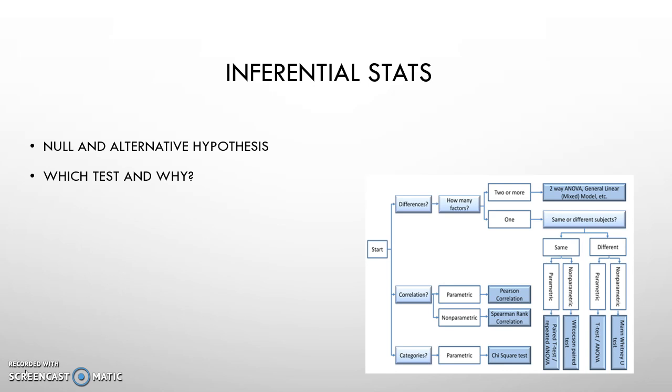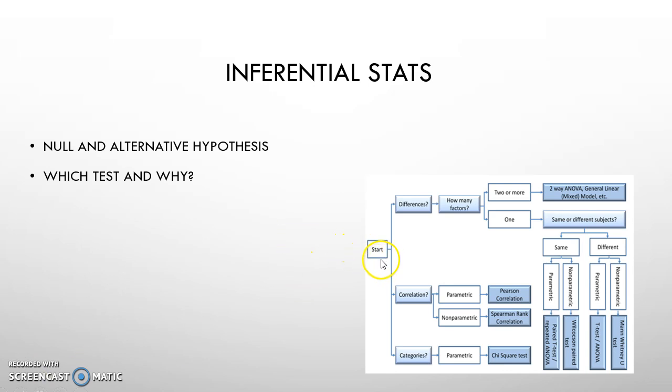But if you do find significant results from the experiment that you're doing, if they genuinely are significant, then only at that point are you allowed to accept the alternative hypothesis. Alright, so here I've put which test and why, and this is referring to the image in the right half of the screen.